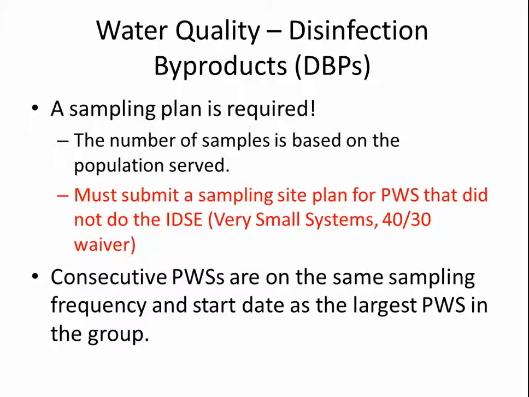So if you are a consecutive public water system, then you are going to be on the same sampling frequency and start date of the largest system in the group. So even if you're a small system, if you're purchasing water from a large system, you have to start the disinfection byproduct sampling the same time that the large system starts. That's what that is talking about.